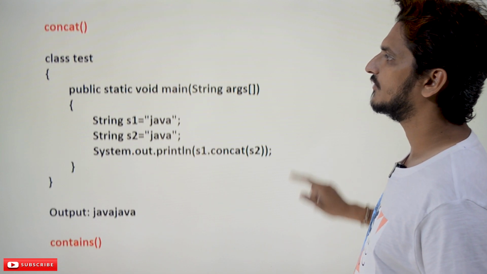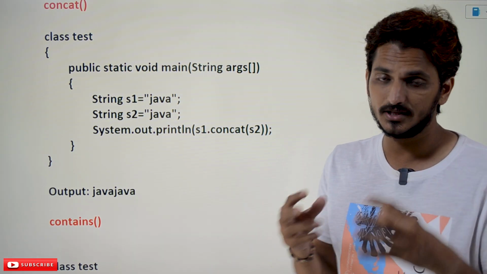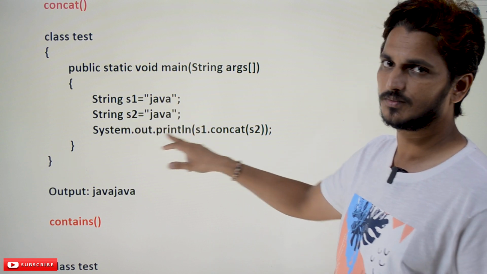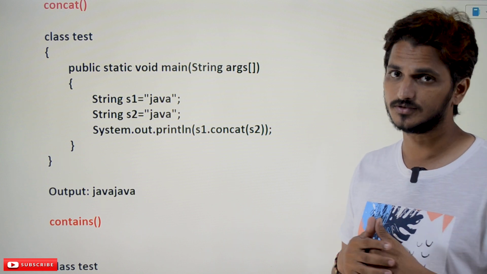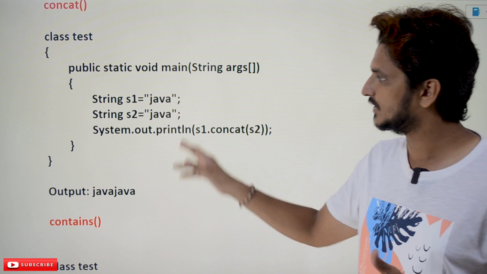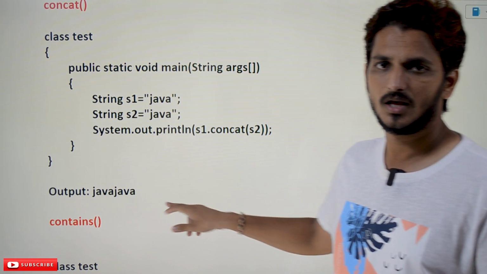Now coming to the concat function. Concat means concatenation of two strings. You can combine these two strings. String s1 is equal to Java, string s2 is equal to Java, System.out.println of s1.concat of s2, s1 concatenated with s2. This means JavaJava is the output you are going to get.